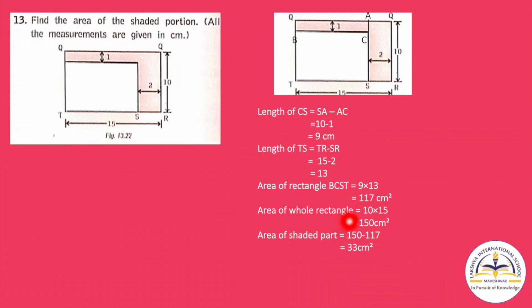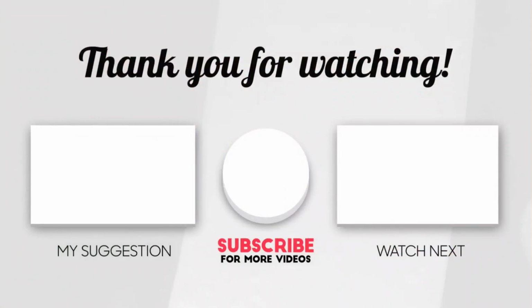Now the area of whole rectangle will be equal to 10 multiply 15. This 10 and this 15. That will be equal to 150 centimeter square. Now the area of shaded part. So we have to subtract the area of rectangle BCST from the area of whole rectangle, that is 150 minus 117 will be equal to 33 centimeter square.